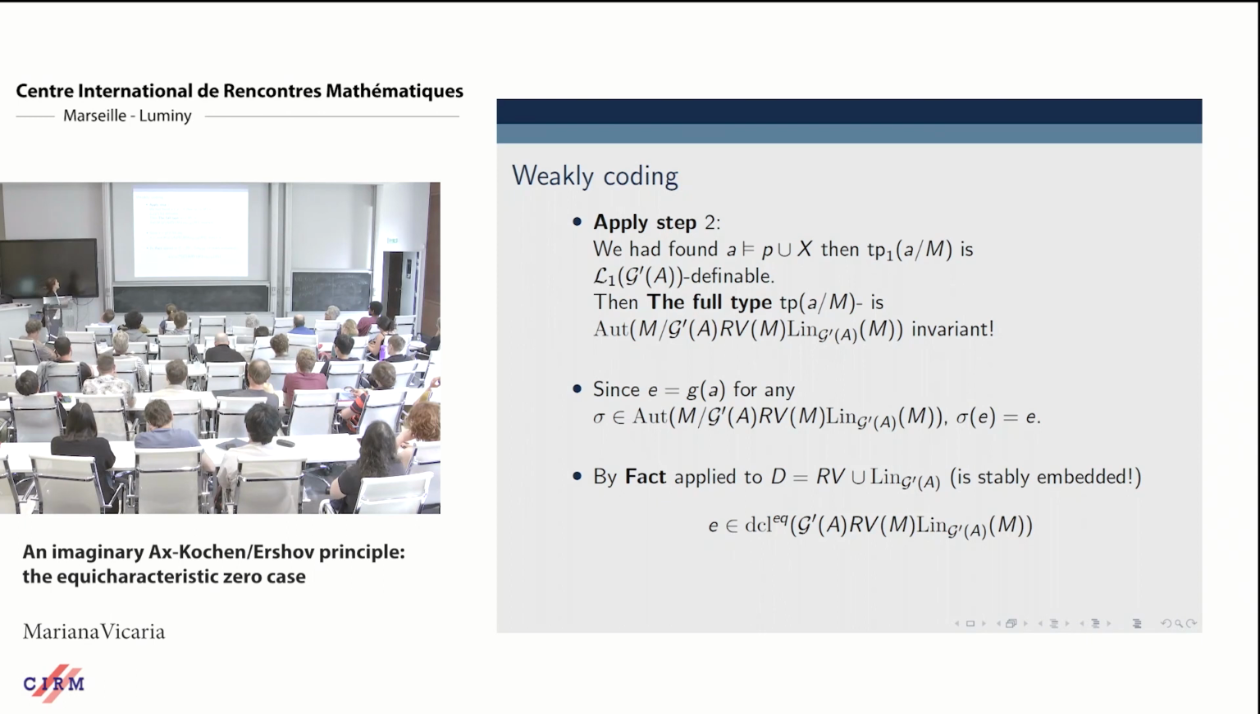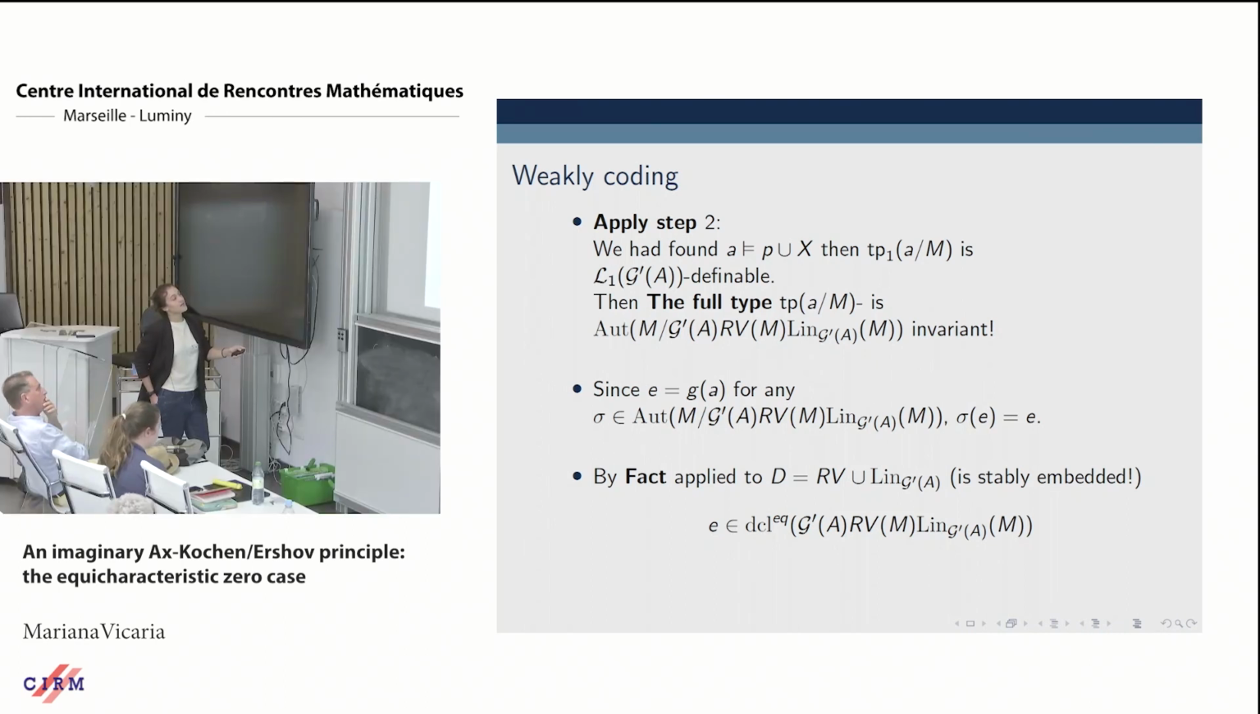So what is going to happen? Well, in particular, you have that this imaginary is in the definable closure of this element. So since the type is invariant, right? Any automorphism of this group that is fixing all this large set is going to also fix this point. So by the fact that I highlighted, and the fact that this set D, that is RV and Lin of G prime A, is stably embedded, you can conclude that in particular, this element belongs to the definable closure of all this set.